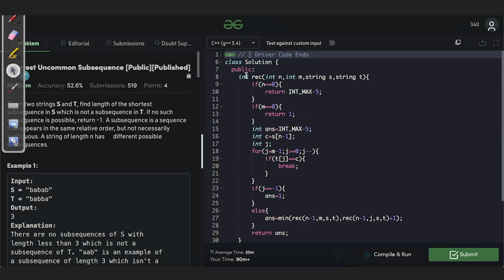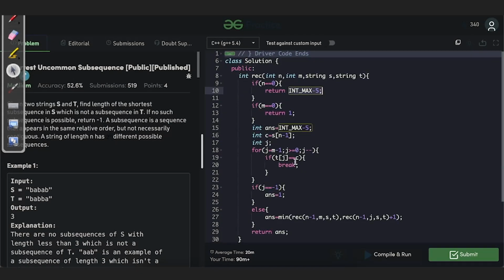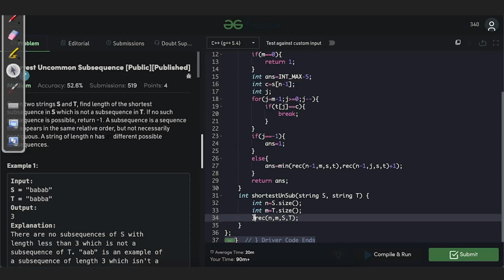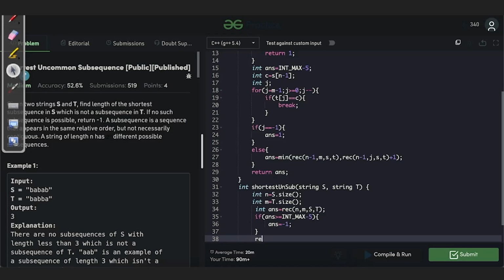So now we have written the code. Now let us handle the value of int max also. We would store the answer, that int answer is equal to rec of this. And if this answer is greater than or equal to int max minus 5, then answer would be equal to minus 1. And then we would return the value of answer.